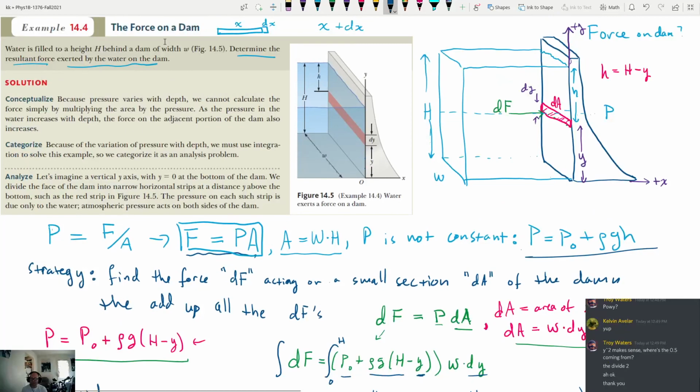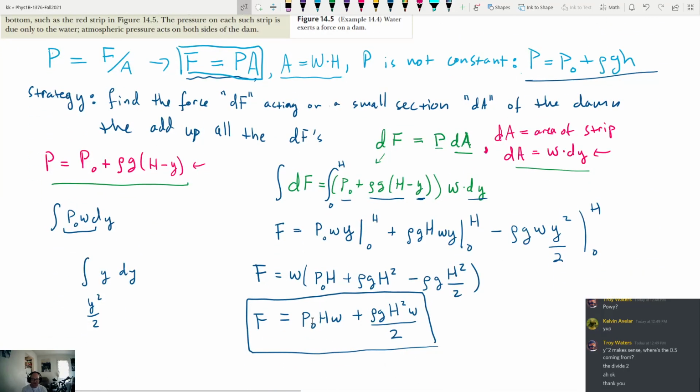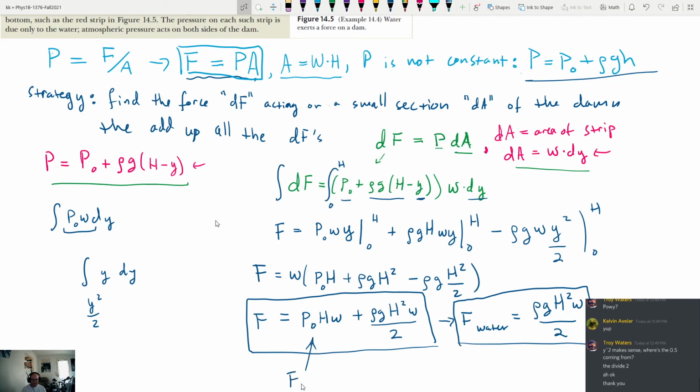And if we look back at the problem, it only wants us to determine the resultant force exerted by the water on the dam. So I realize now that actually this is the force of the air, right? So the force of the water, this is the total force. The force of just the water is the second term. I forgot that part. Rho G H squared W divided by 2. And that's the answer. This piece right here, the P naught H W term, is the force of the air. And we only wanted to find the force of the water.